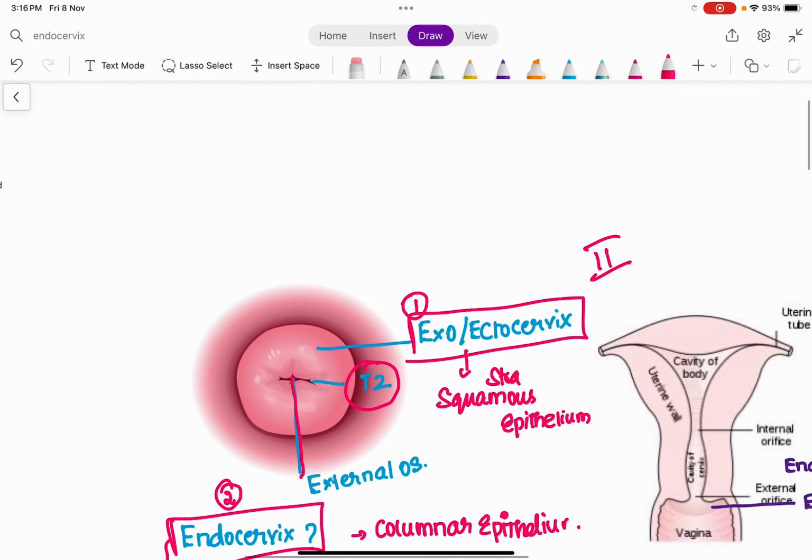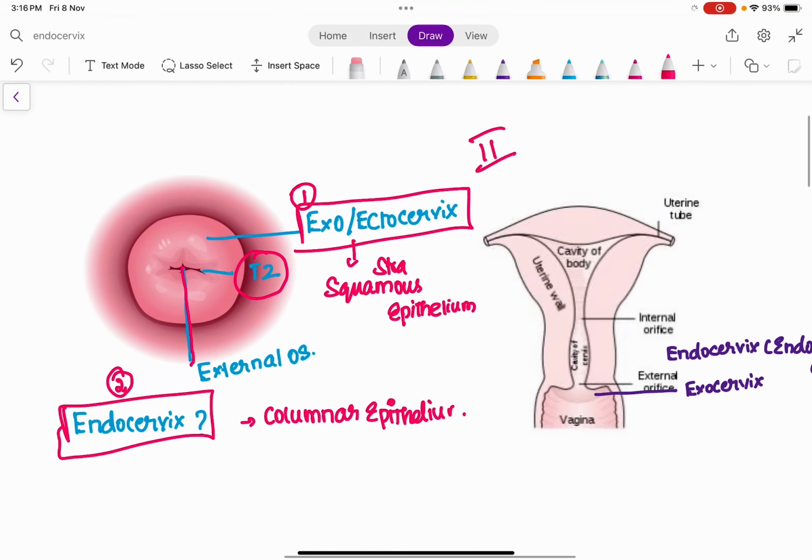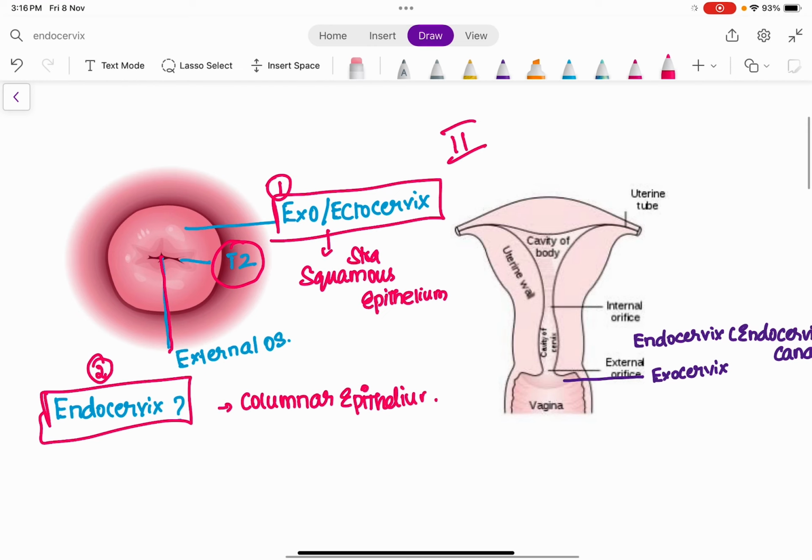Before discussing endocervical curettage, let's have a quick rapid review of whatever we have discussed before. It's going to be a very quick session. We all know that the cervix is divided into two parts, right? One is the exo or the ectocervix, and the second is the endocervix. The visible portion of the cervix is the ectocervix, and the invisible portion is the endocervix. So what do I mean by visible and invisible portion of the cervix?